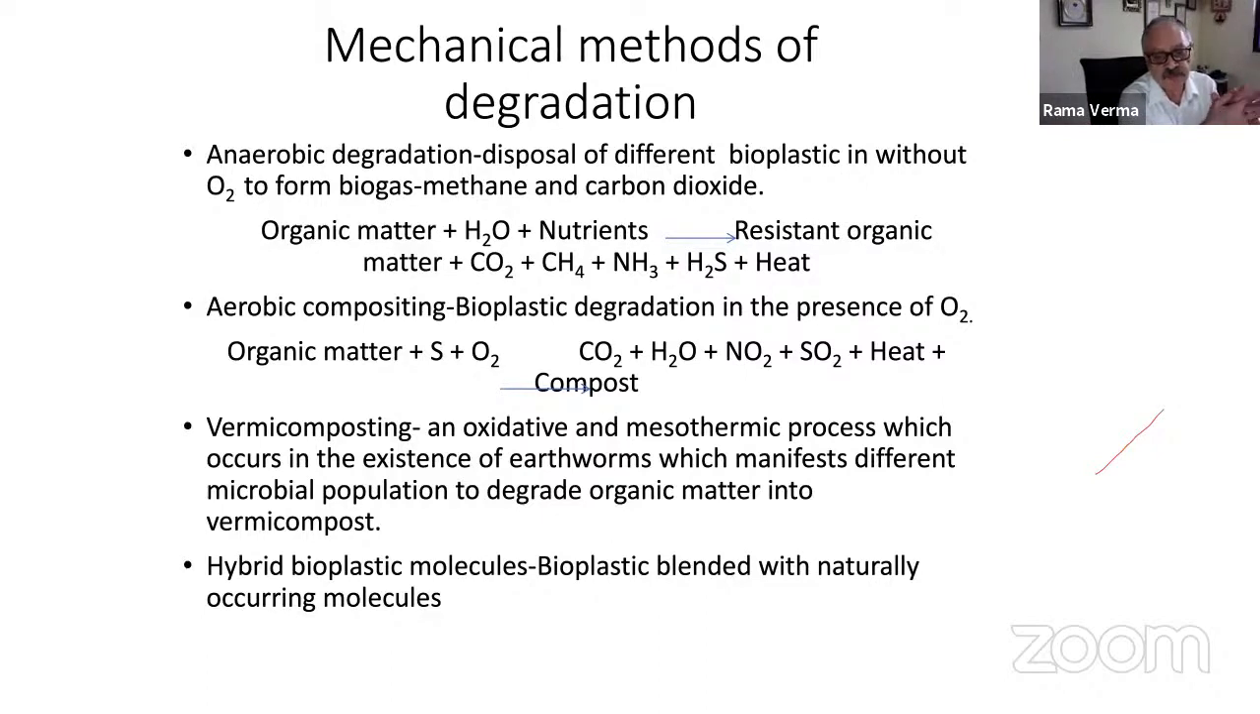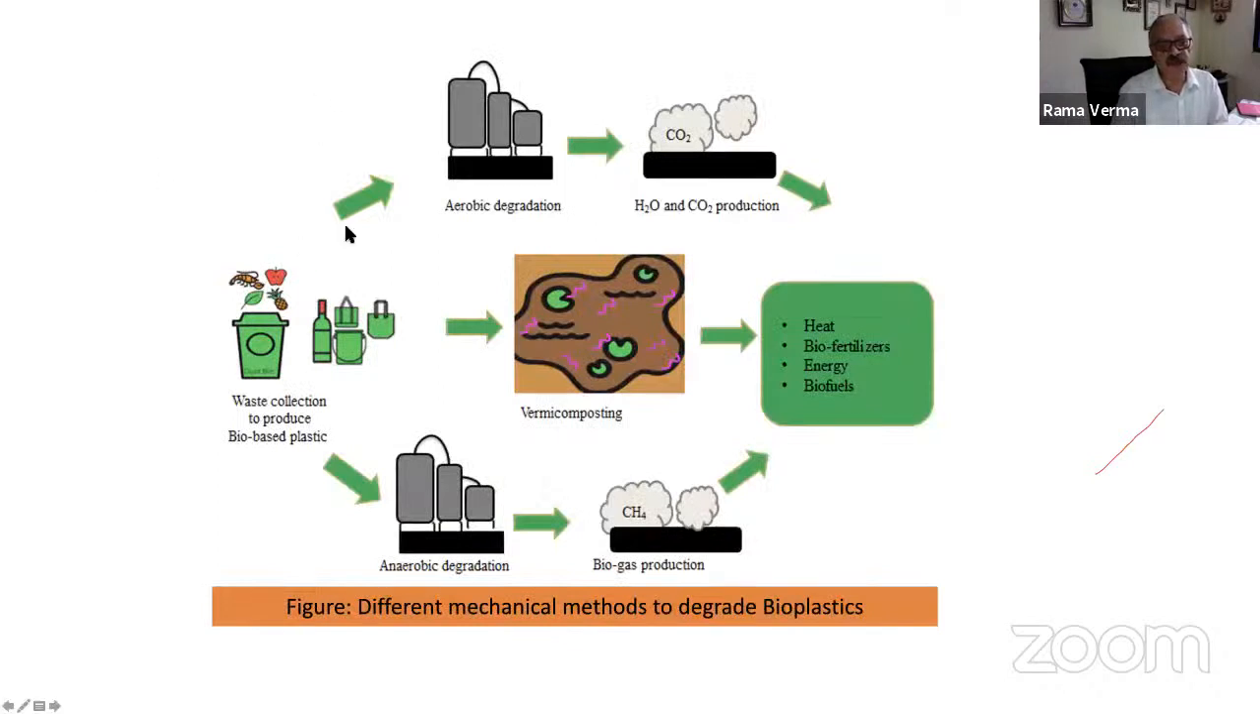The bioplastic can also be mixed with added bacteria or yeast and fermented, and then it can be degraded. So these are the different methods to degrade plastic. This is the plastic material; you can see anaerobic degradation, vermicomposting with worms, and anaerobic without those. And then what are the final products? Heat, biofertilizer, energy, and biofuel.